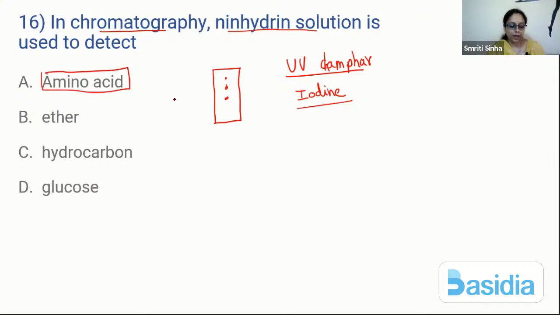Because if you want to separate amino acids, you will get different spots of amino acids on this chromatographic plate or paper chromatography, but you won't be able to see these spots in a UV chamber or iodine chamber. In that case, you have to spray some ninhydrin solution over here. As soon as you spray the ninhydrin solution, you will be able to see different colored spots here. So amino acid is the one which needs ninhydrin solution for detection.